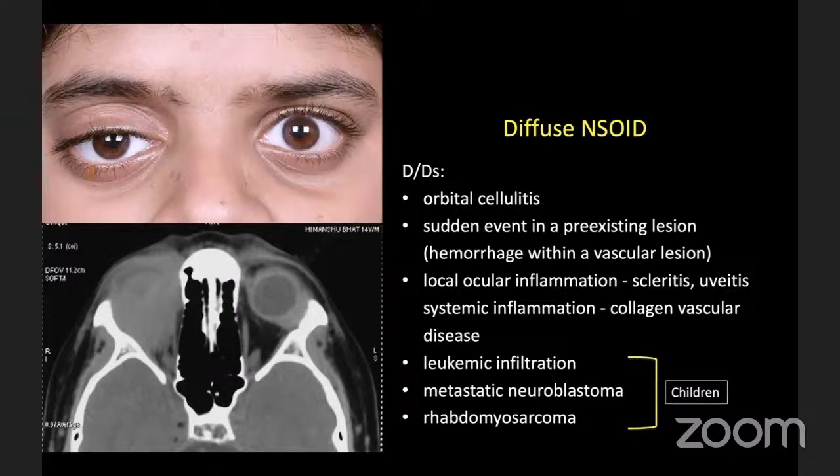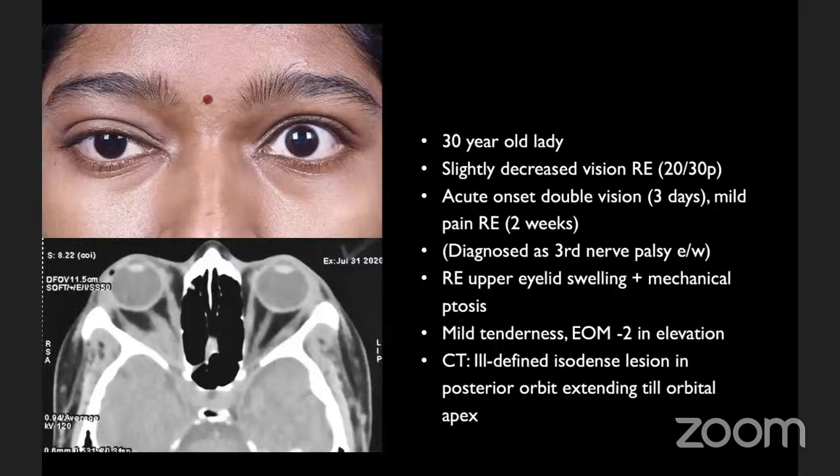So like I said, the differentials in this case, one would suspect an orbital cellulitis and any sudden event in a pre-existing lesion. So you could suspect that there is hemorrhage within a vascular lesion, or it could be a local ocular inflammation, that is scleritis, uveitis, with an associated systemic involvement, which is causing that. Or in cases of children, we would suspect leukemic infiltration, metastatic neuroblastoma, and rhabdomyosarcoma, all of which can be ruled out by ancillary tests. So these are just the differential diagnoses that should be borne in mind.